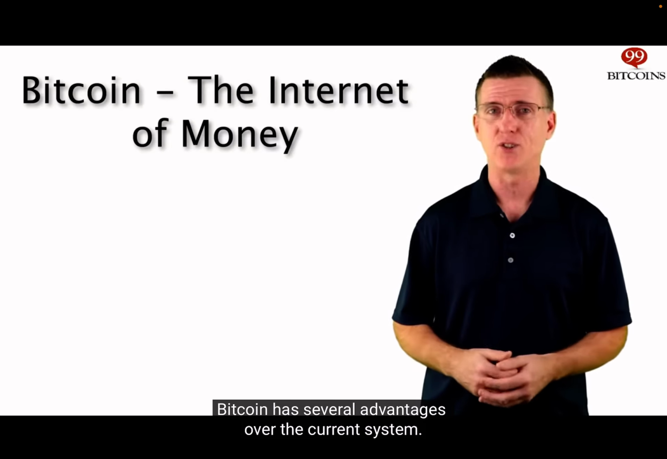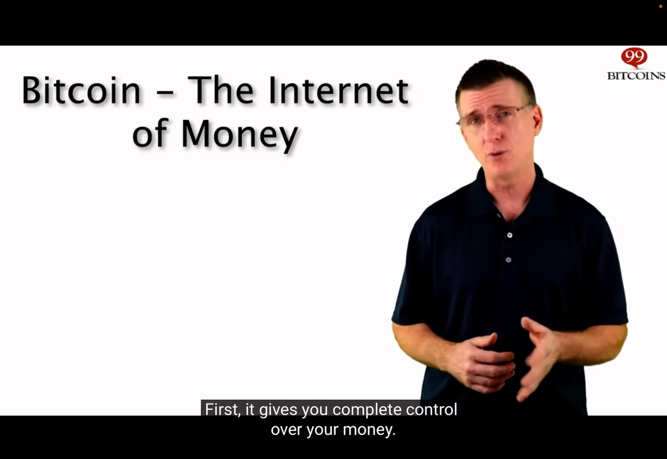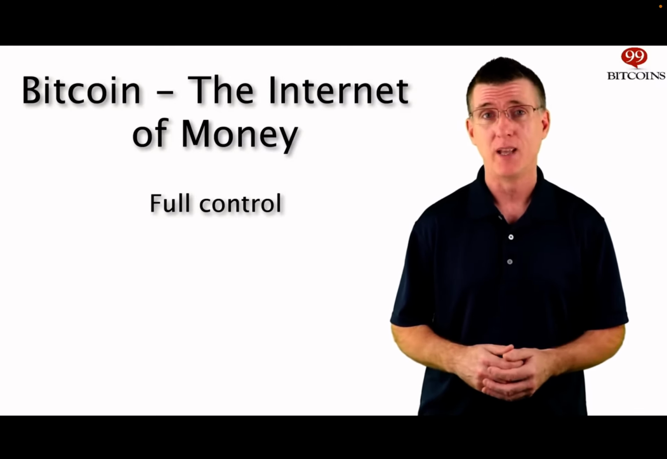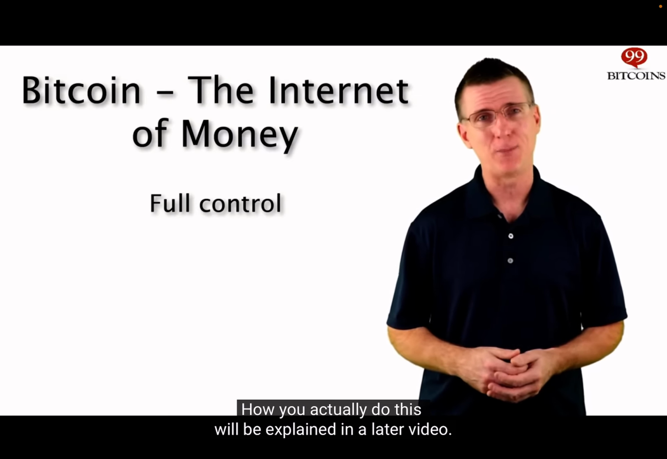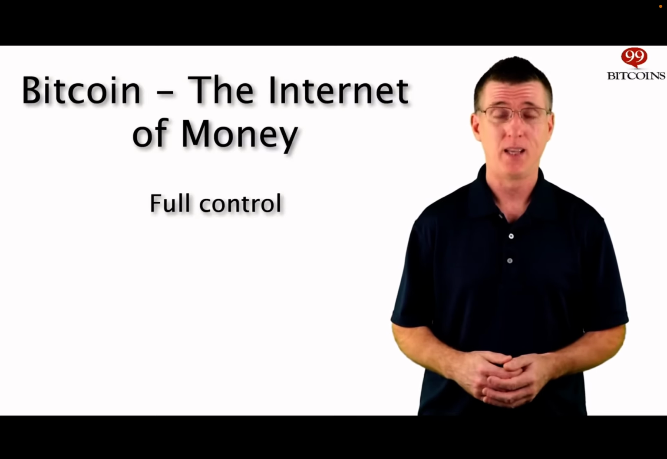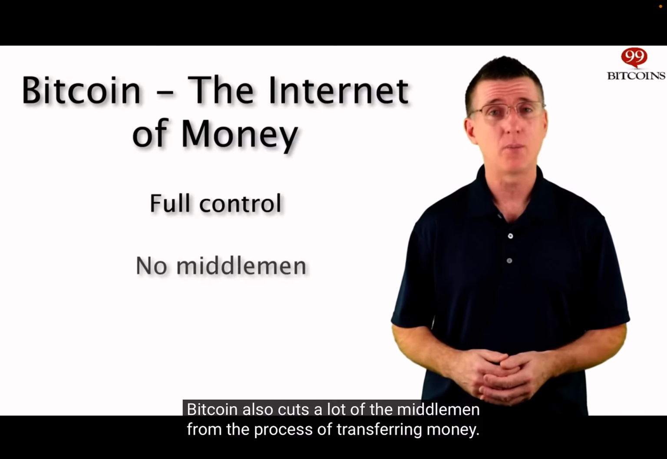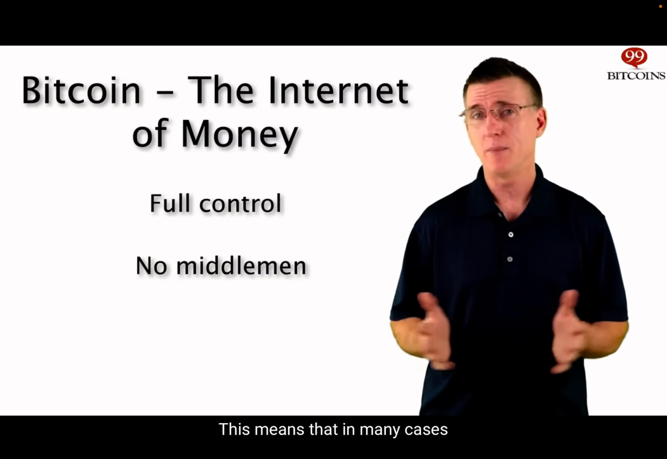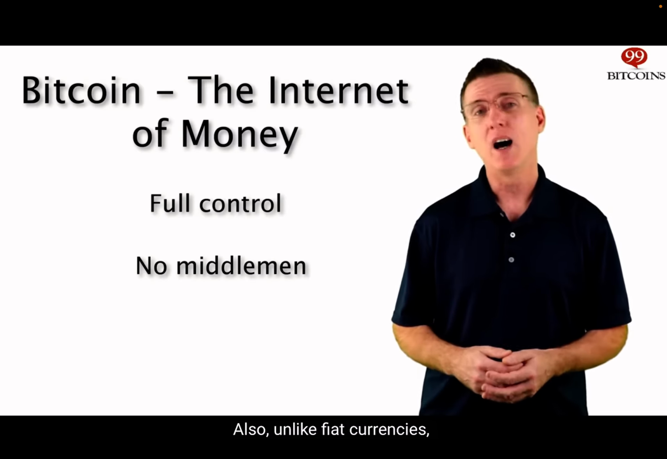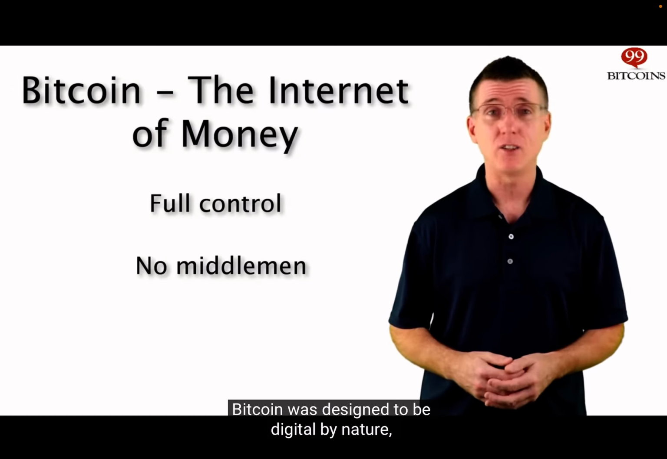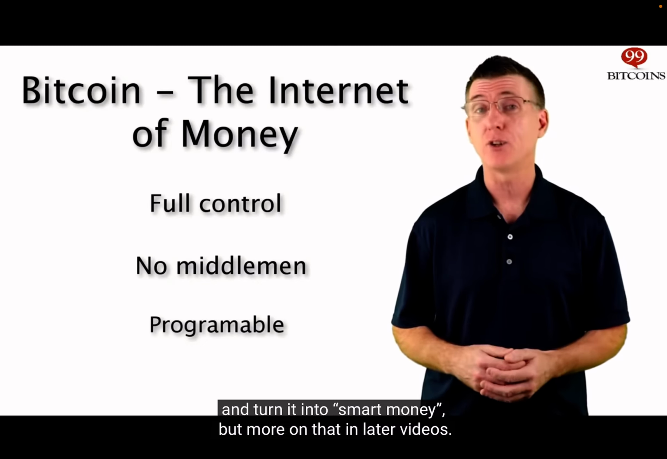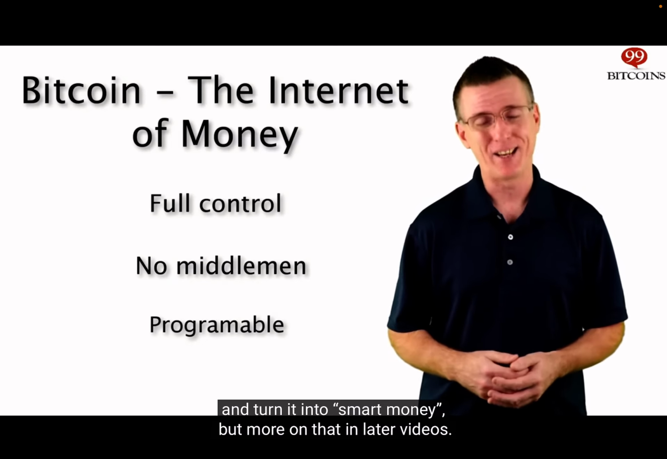Bitcoin has several advantages over the current system. First, it gives you complete control over your money. With Bitcoin, you and you alone can access your funds. How you actually do this will be explained in a later video. No government or bank can decide to freeze your account or confiscate your holdings. Bitcoin also cuts a lot of the middlemen from the process of transferring money. This means that in many cases, Bitcoin is cheaper to use than traditional wire transfers or money orders. Also, unlike fiat currencies, Bitcoin was designed to be digital by nature. This means you can add additional layers of programming on top of it and turn it into smart money, but more on that in later videos.